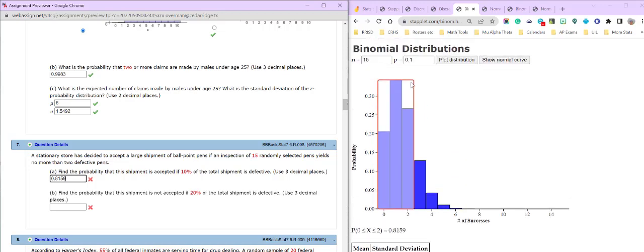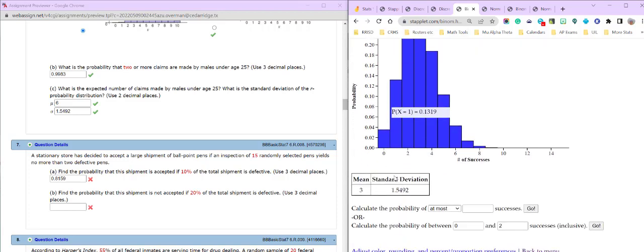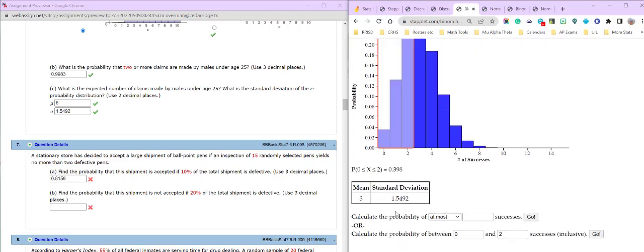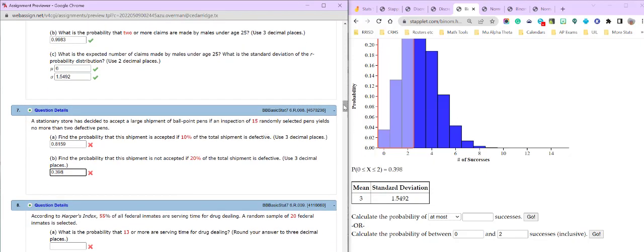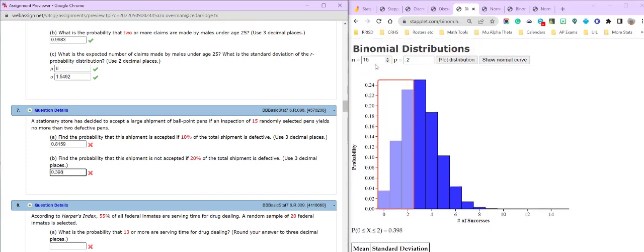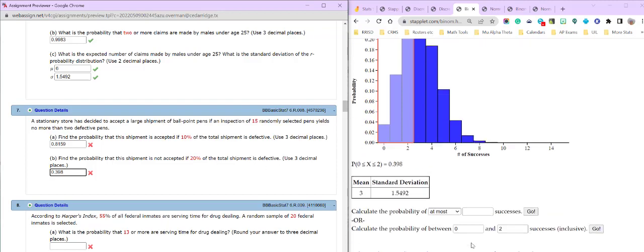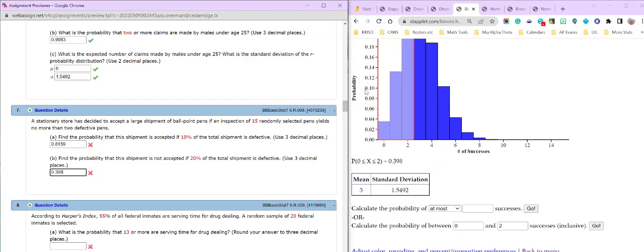So now we're going to change it. It's not 10% anymore. It's 20% are defective, all right? Still 15 pens, though, and we're still dealing with the 0 to 2. Now we can see that because more of the shipment is defective, it's more likely we're going to reject it. So we only have a 39.8% chance that the shipment is accepted. All right, so we had N is 15, and P is 0.2, because 20% is 0.2. And we just need to have 2 or less defective, and we accept the shipment.